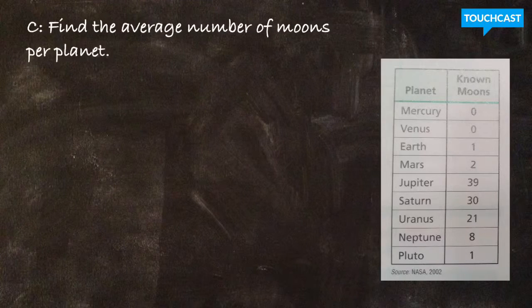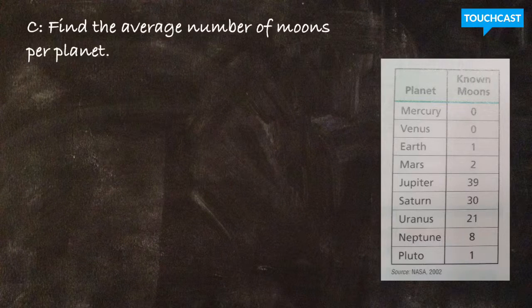Now, part C wants us to find the average number of moons per planet. So for all the planets. Now, we know Pluto is no longer a planet, but this table, or this data, was given to us in the year 2002, when Pluto was a planet at that time. So, we're going to still use Pluto.